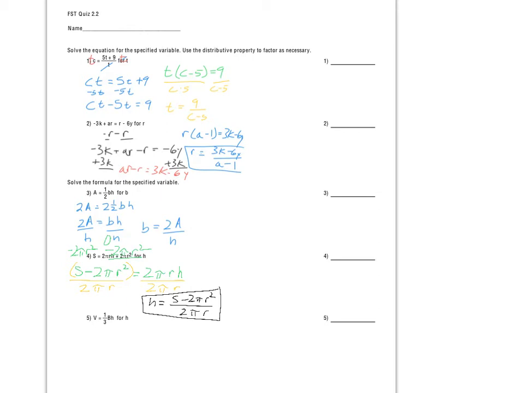Number 5, again, basically the same idea. We're solving for h. Again, I would start by multiplying both sides of the equation by 3. That will take care of that 1/3 for us. So we get 3v equals b times h. Again, we're solving for h, so we would divide both sides by b, and that would give us h equals 3v over b, just like that.